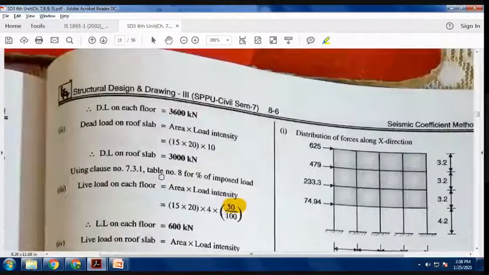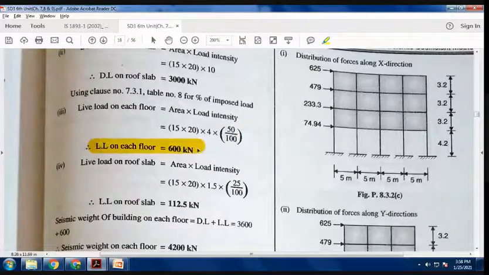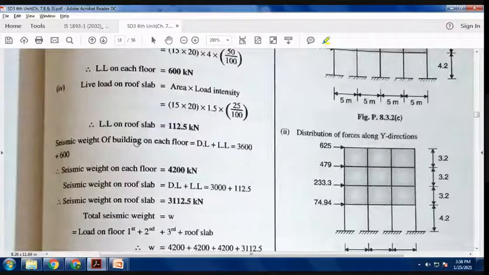So live load on each floor is area multiplied by intensity, how much he has given, 4. How much percentage will we take? We will take 50% because it is greater than 3. So we have got live load on each floor as 600 kilonewton, correct? Then live load on roof slab, area multiplied by intensity, it is lesser than 1.5, so we will take 25%.